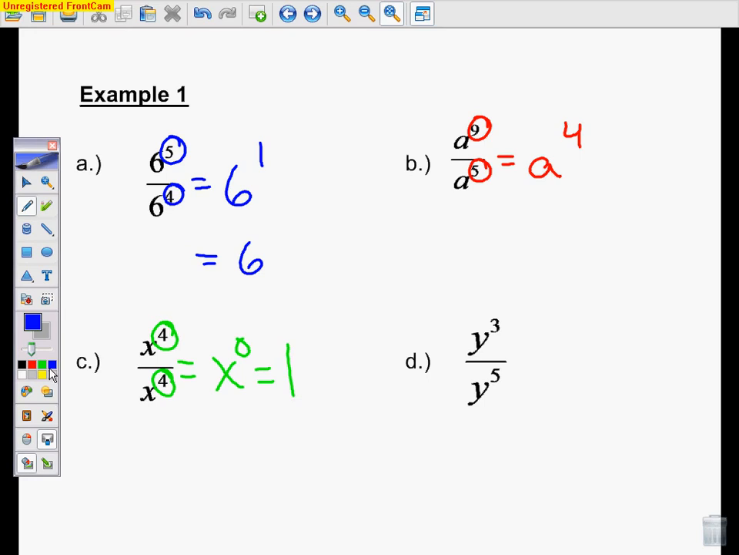We have y cubed over y to the 5th. Once again, the bases are the same. And you subtract the exponents. Now be careful here. 3 minus 5 is negative 2. And if you recall, you're not allowed to leave a negative exponent in your expression. So we have to simplify it by taking the reciprocal and making the exponent positive. So that would be 1 over y to the positive 2nd. Okay?